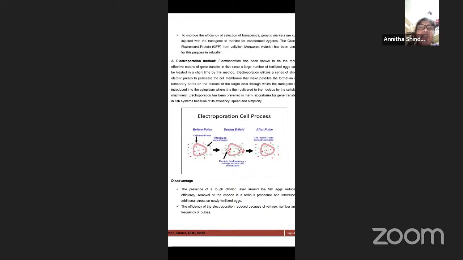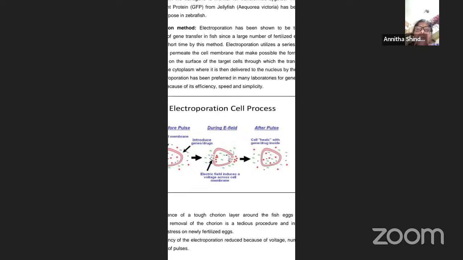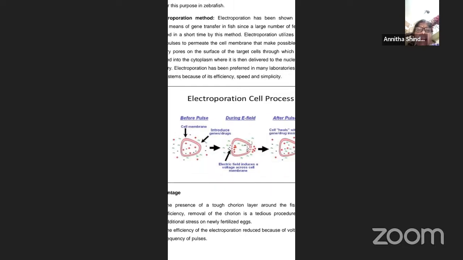Now, compared to the disadvantages, see here how they are. This is the electroporation cell process. This is the cell, and this is the cell membrane. So there is introduction of genes or drugs, then the electric field induces a voltage across the cell membrane. When you are passing an electric current, electric pulses, giving a shock, it will become permeable. That means pores will be developed, I told you. Through these pores the transgene can easily be introduced into the cytoplasm, and from the cytoplasm it can reach the nucleus. That is how it takes place: before pulse, during the E field, that is the electric field, and after pulse.